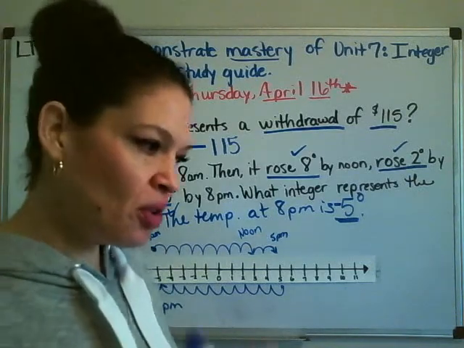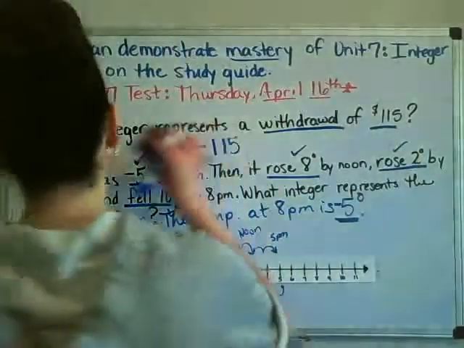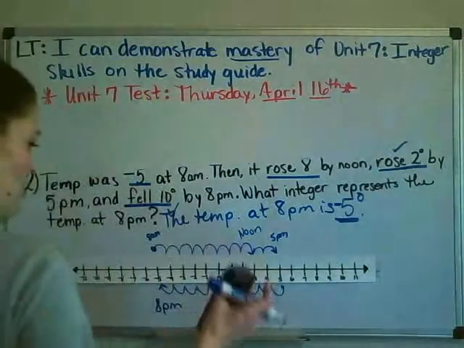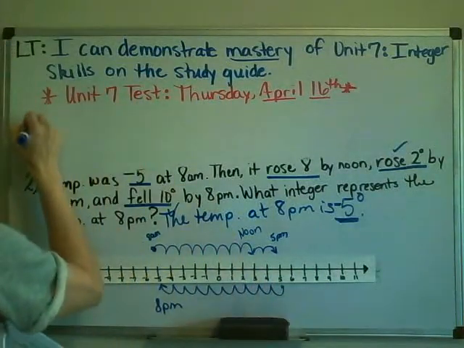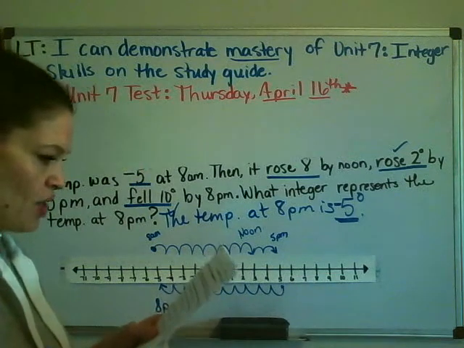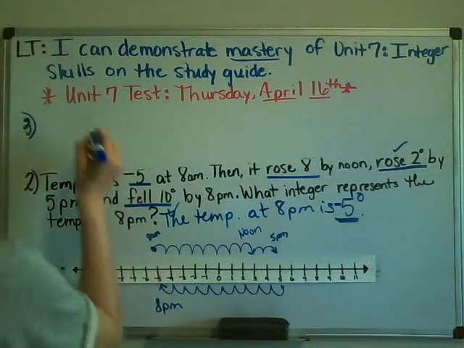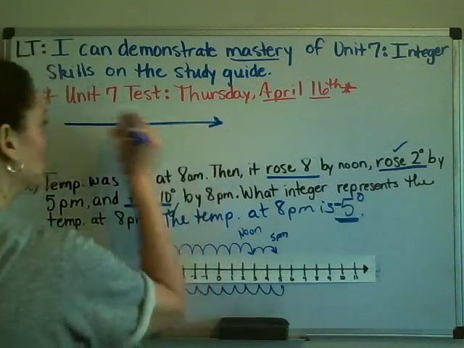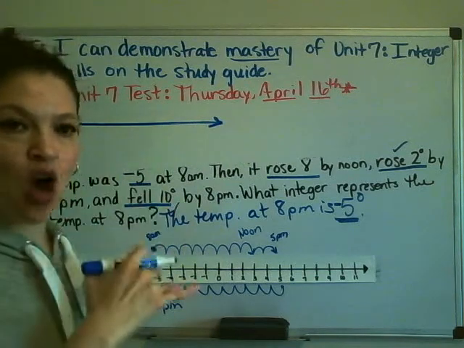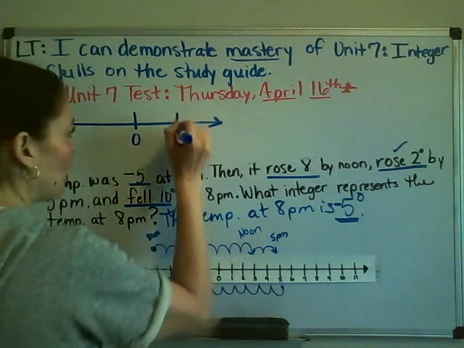All right, so use your number line. I'll do number 3 with you, and then I'll leave you alone to work, okay? So number 3 says, graph the integer 5 and its opposite on the number line. So I'm going to make a number line. I have to graph the number 5 and its opposite. So I'm going to put 0 in the middle. I'm going to put 5 right there.